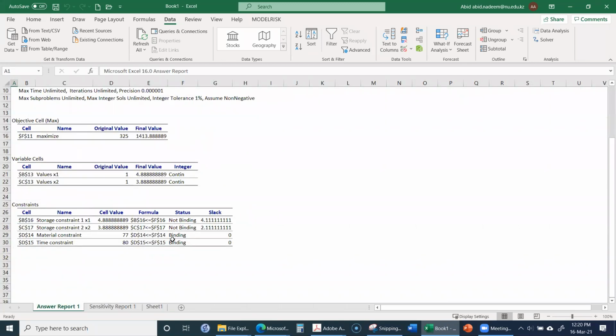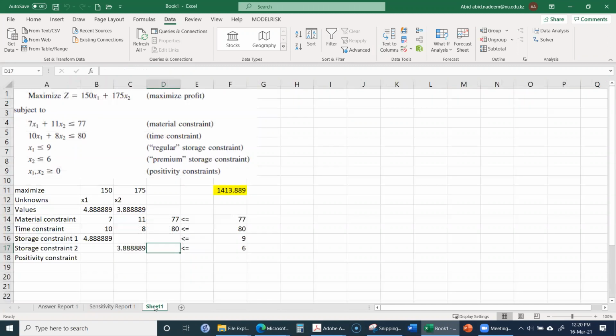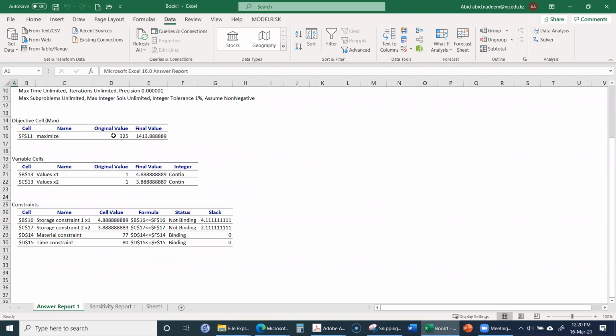So binding constraints were those which were fully met. That means here the slack is zero. But for the non-binding constraints, there was some slack left. Okay, so this was the answer report. The answer report is more or less the same as our original sheet, in a little bit formatted way, giving us some of the values. Storage constraint 1 is represented by X1, storage constraint 2 is represented by X2. It also tells us where these constraints are available. So this was the answer report.